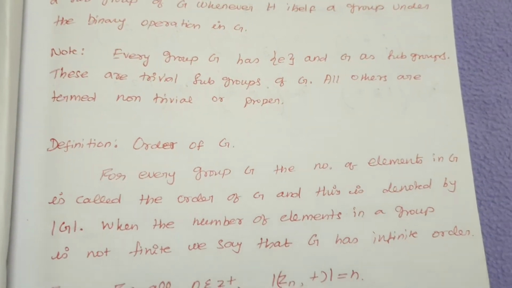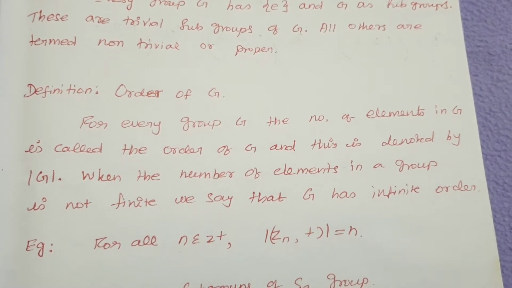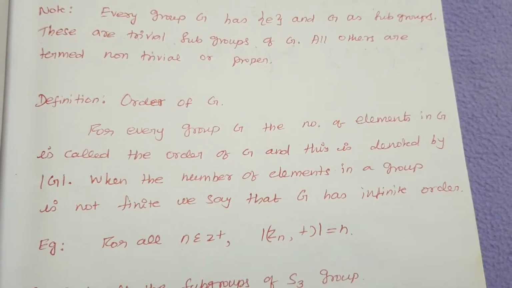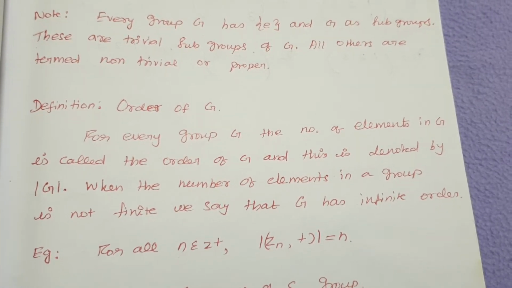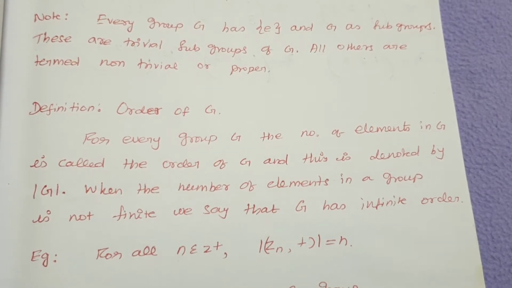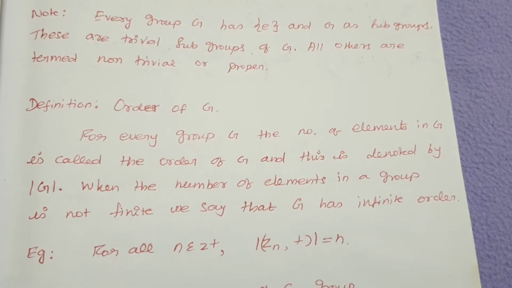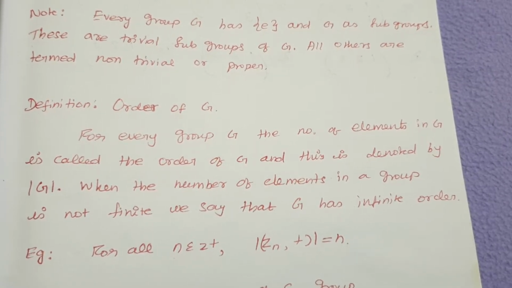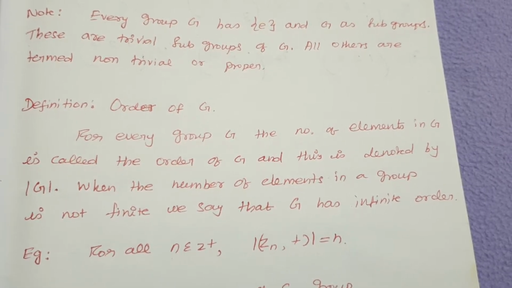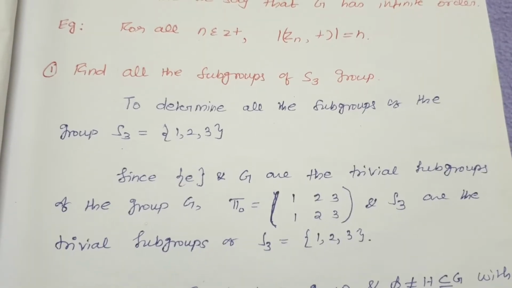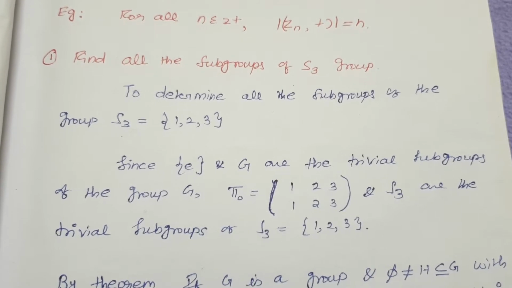Next, let us see the definition of order of G. For every group G, the number of elements in G is called the order of G, and this is denoted by modulus of G. When the number of elements in a group is not finite, then we say that G has infinite order. Example, for all n belonging to positive integers, the order of Zn under plus is equal to n. Now let us see the problems based on subgroups.